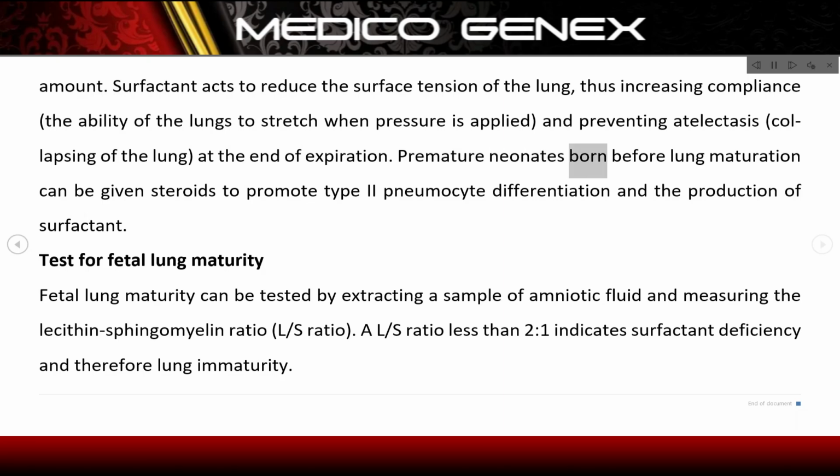Premature neonates born before lung maturation can be given steroids to promote type 2 pneumocyte differentiation and the production of surfactant. Test for fetal lung maturity. Fetal lung maturity can be tested by extracting a sample of amniotic fluid and measuring the lecithin sphingomyelin ratio, L/S ratio. An L/S ratio less than 2:1 indicates surfactant deficiency and therefore lung immaturity.